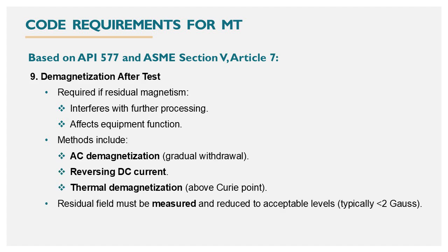Code requirement number 9 is demagnetization after test. Demagnetization is required if residual magnetism interferes with further processing and affects equipment function. Demagnetization methods include AC demagnetization or gradual withdrawal, reversing DC current, and thermal demagnetization above the Curie point. Residual field must be measured and reduced to acceptable levels, typically less than 2 Gauss.